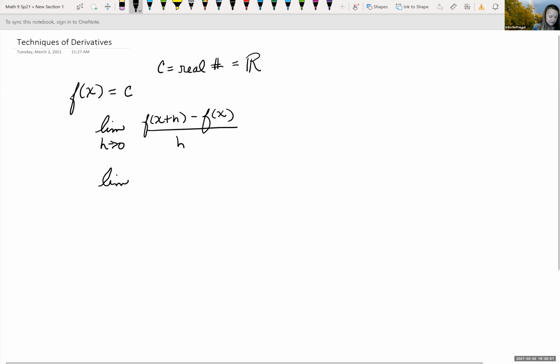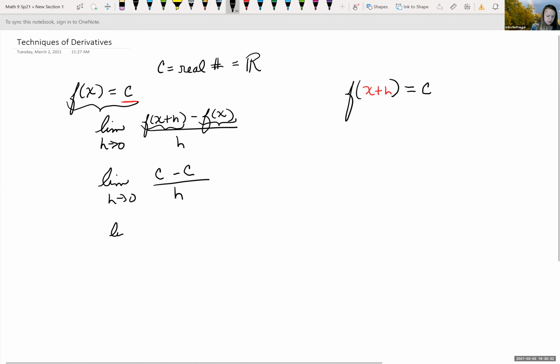The problem is, because our function is just a constant, there's no x in that equation. So when I look at f of x plus h, I'm supposed to plug in this x plus h wherever I see an x in my function. Well, there's no x there, so I just get back my constant c. So this first piece is equal to c minus f of x. Subtracting off this function is subtracting off c, all over h. So c minus c in our numerator is 0, all over h.